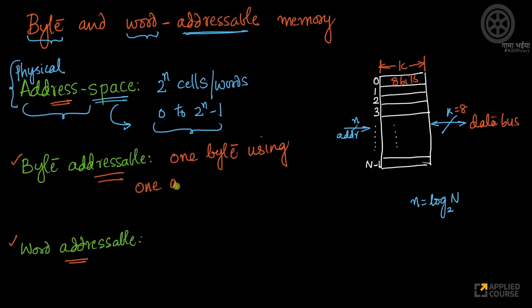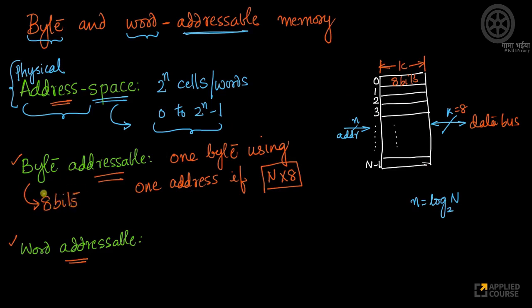I can address one byte using one address, if your memory is N cells cross 8 bits per cell. Look at this. If your memory itself is N cross 8, what is this N? N is the number of cells, 8 is the number of bits in each cell. If this is the case, very simple, I can address every byte. Remember, a byte is a fixed unit. A byte is 8 bits.